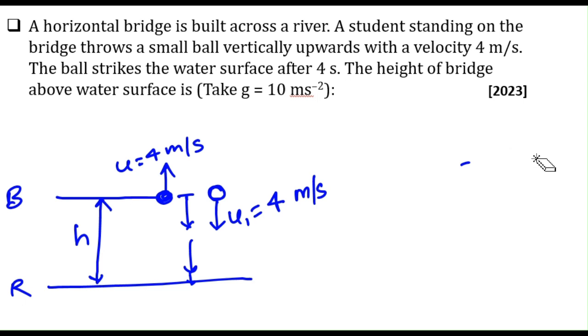Now we have the velocity here. We have the time duration, which is 16 by 5 second.